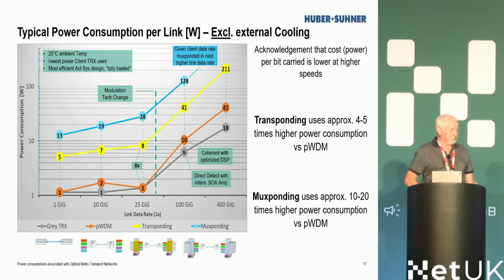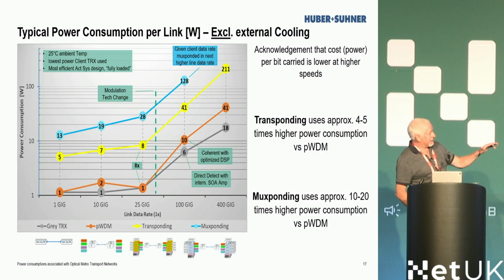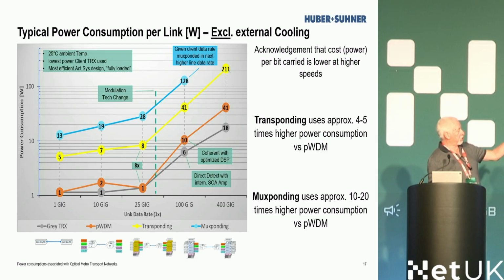Here we go. So this is power consumption excluding external cooling. On the bottom we have 1 gig, 10 gig, 25 gig, all the way up to 400 gig. The orange line is the passive WDM, using very little power. The green dotted line is where you start using coherent optics, and as you can see, the power usage then increases significantly.